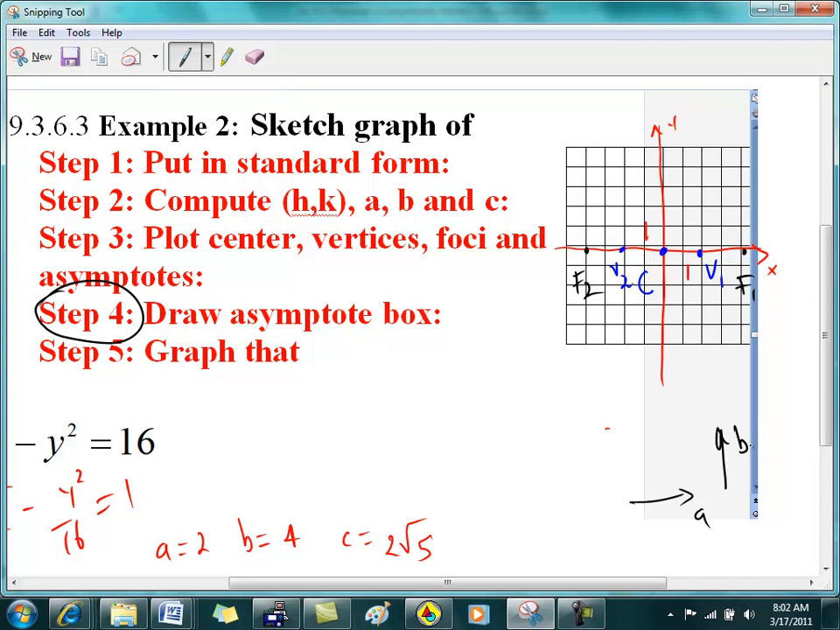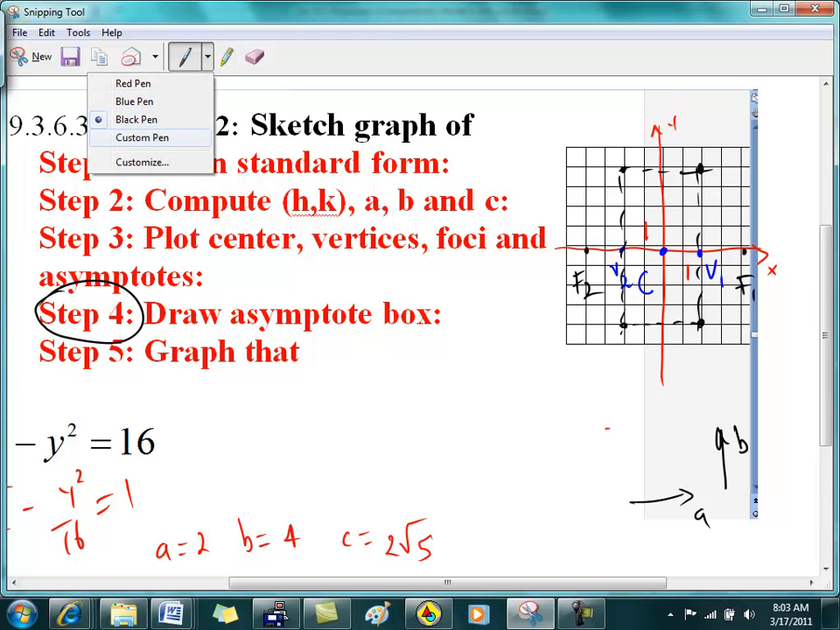What you're going to do is go from the vertex, B units in the Y direction. What is B equal to? 4. So you're going to go 1, 2, 3, 4. Right there. And you're going to do the same thing at V2. A corner there and a corner there. That defines your asymptote box. Okay, you with me on that?